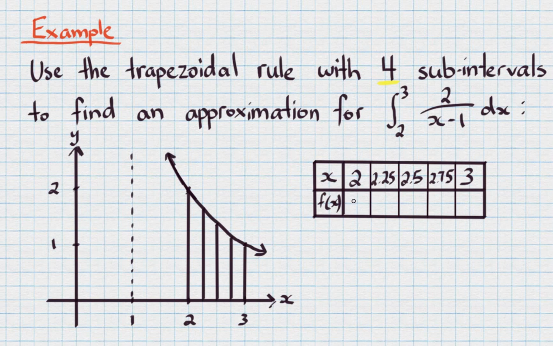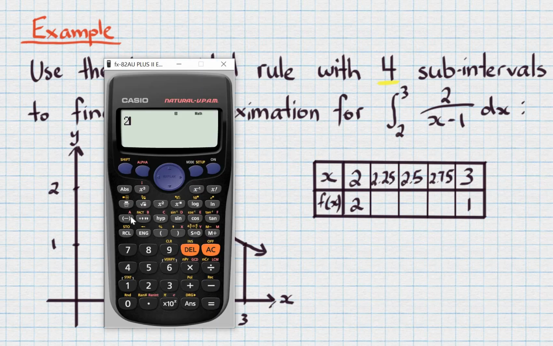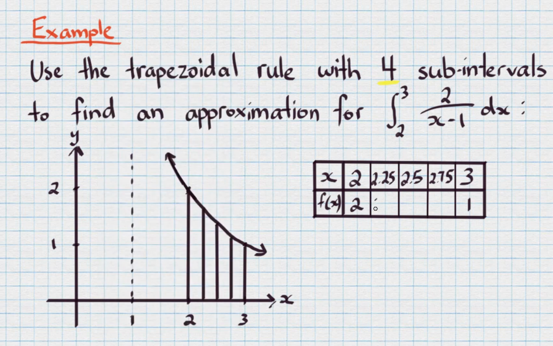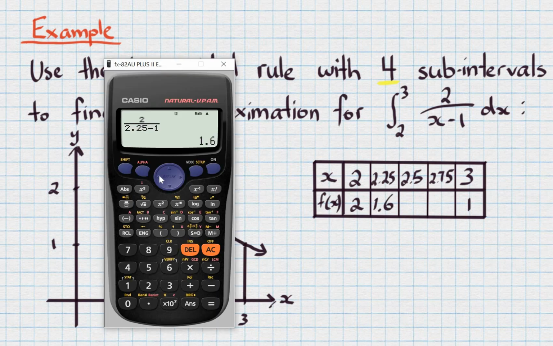When you sub in 2, you get 2. And when you sub in 3, you get 1. But what about these guys? Well, that's where we'd go to the calculator. 2 divided by 2.25 minus 1. This gives us 1.6. Okay, that's nice. When we substitute in 2.5, so let's try it when it's just 2.5, we get 1.3333 recurring.